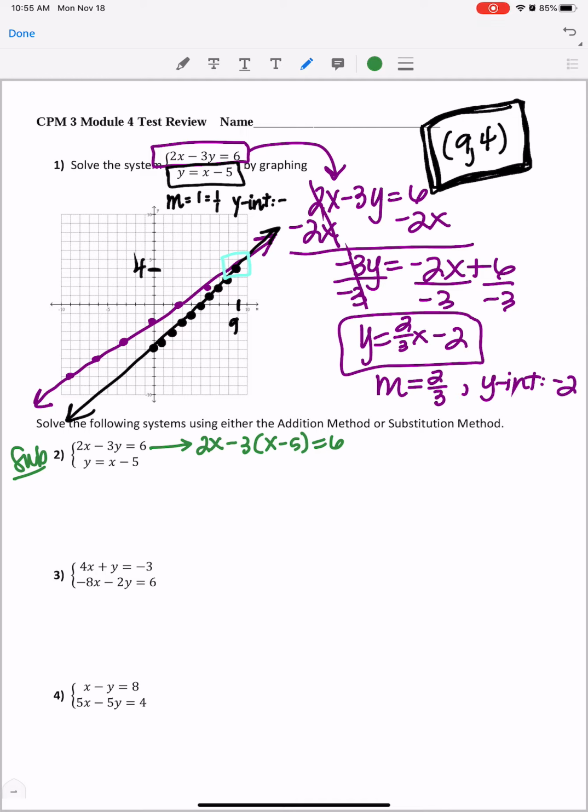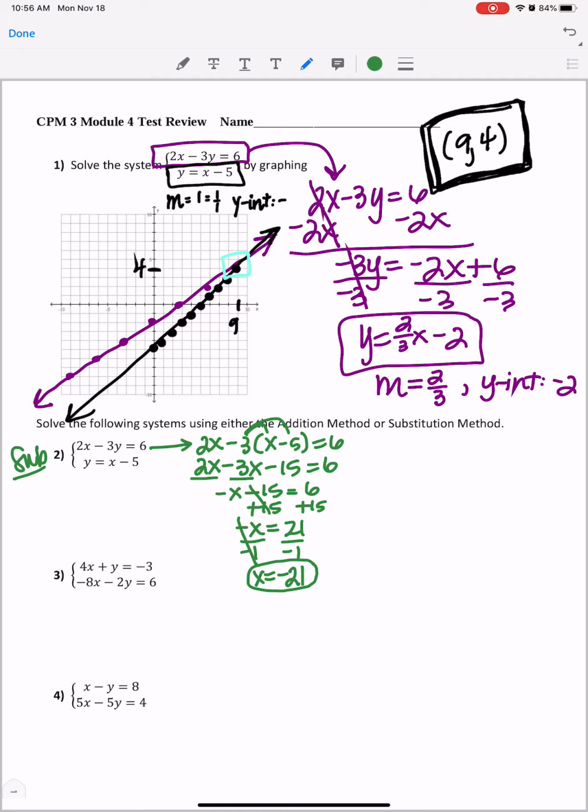So we need to solve this for x. The first thing we're going to do is distribute. So I've got 2x minus 3x minus 15 equals 6. Combine your like terms. 2x minus 3x gives me a negative x. Minus 15 equals 6. Add your 15 over. So we get negative x equals 21. And we're going to divide by negative 1 to get x equals negative 21.